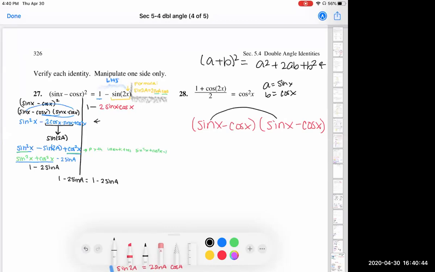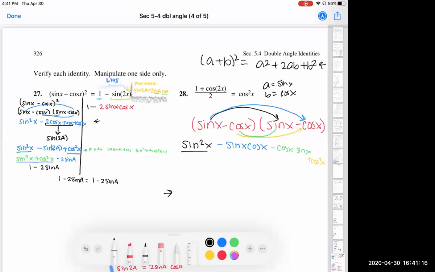So sine of X times sine of X, that gives me sine squared of X. Sine of X times negative cosine of X, we get minus sine of X cosine of X. Cosine of X times sine of X, we have minus cosine of X times sine of X. And lastly, negative cosine of X times negative cosine of X, we have positive cosine squared of X. All right, let's go ahead and clean this up.